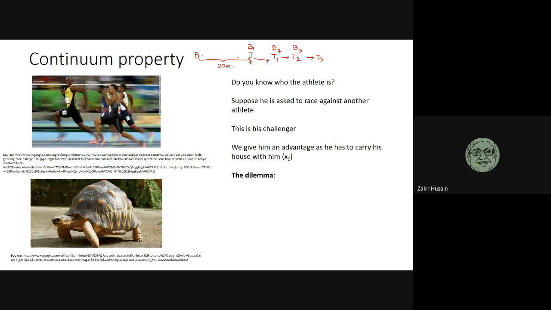Now we are taking B2. Okay, B1 is coming to T1. Bolt comes here very fast. But by then, the tortoise will have advanced a little bit further. So when Bolt reaches the position, the tortoise will have gone a little bit ahead. Not much, but a little bit ahead each time.